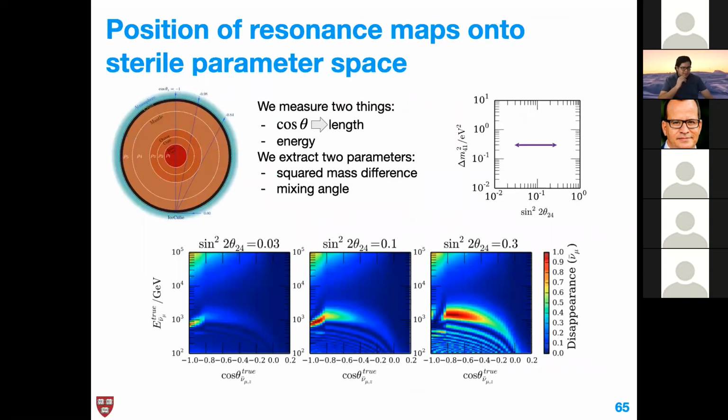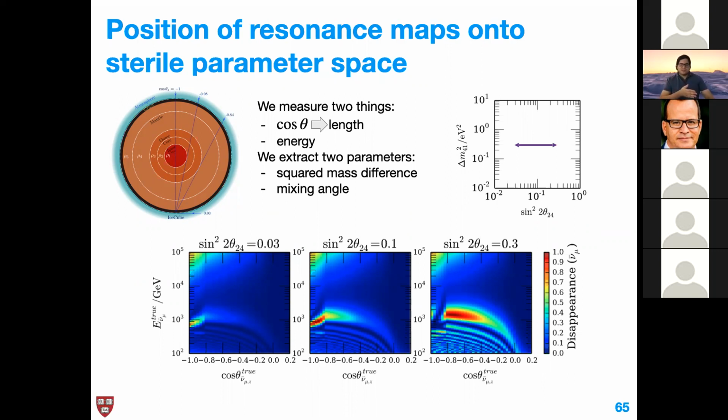We essentially look for this by looking at the direction, which in this plot is the horizontal axis, the cosine of that angle in the planet, and the energy, which is the vertical axis. What you're looking for is that dip in red, somewhere around the TeV. That's where the neutrinos are converting to sterile neutrinos. These plots are for a fixed mass squared difference, somewhere around 0.1.